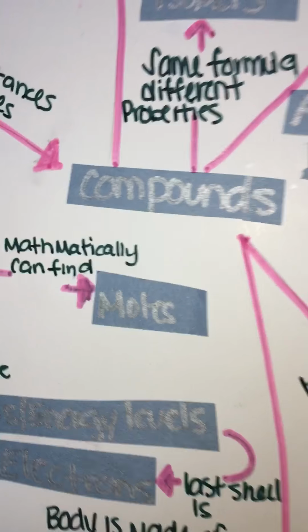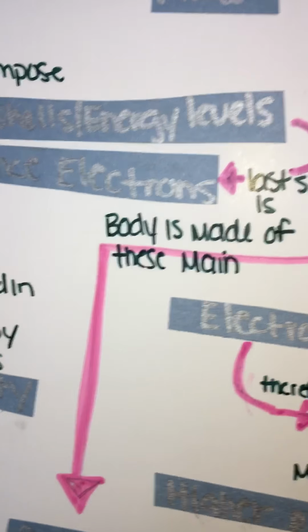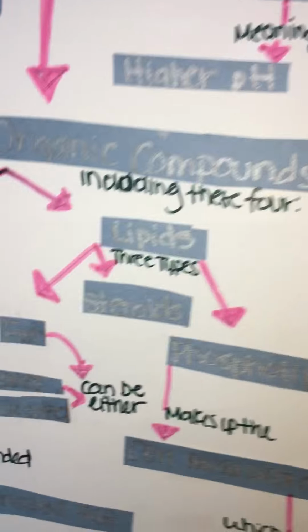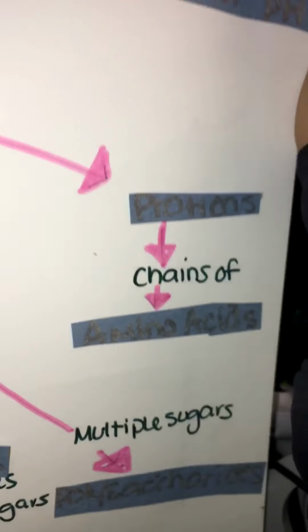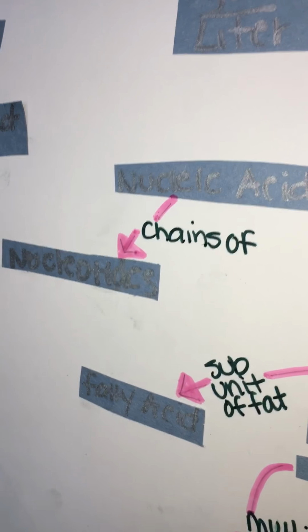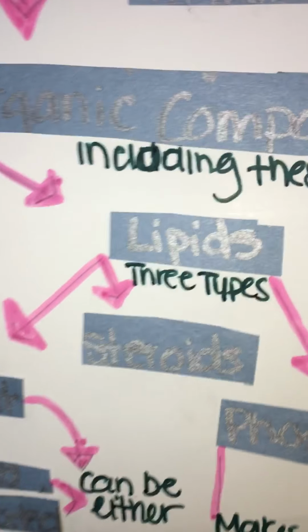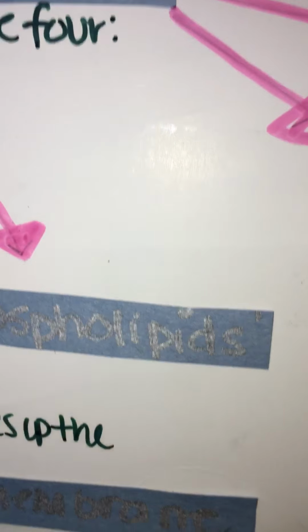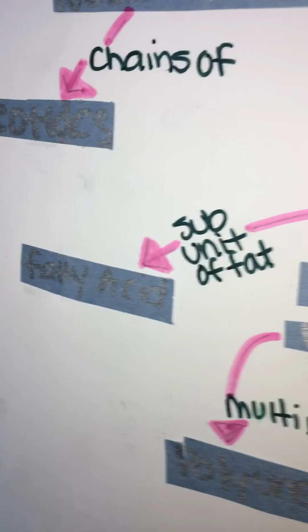So you have your compounds here once again, and the body is made up of organic compounds, which include these four. You have the nucleic acids, you have the lipids, you have the carbohydrates, and you have the proteins as well. Nucleic acids are simply chains of nucleotides. Your lipids, there's three types. You have steroids, you have fats, and you have phospholipids. The subunit of a fat is your fatty acid. But your fats can either be saturated or unsaturated. And if it has multiple bonds and it's an unsaturated fat, it's going to be a polyunsaturated fat.